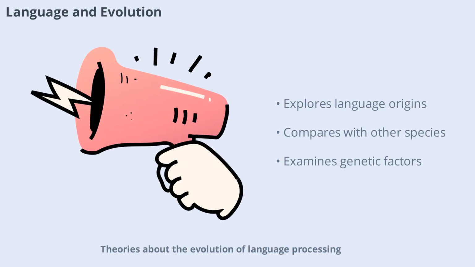Theories about the evolution of language processing explore how our abilities developed over time. Researchers study the origins of language, comparing humans with other species and examining the genetic and social factors involved. Evolutionary perspectives help explain why language is such a powerful and unique tool for communication.